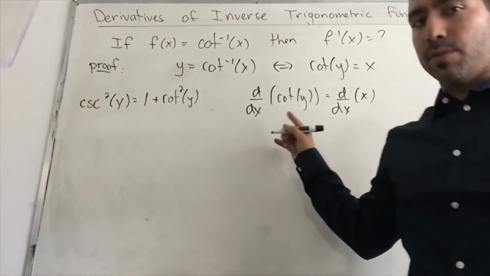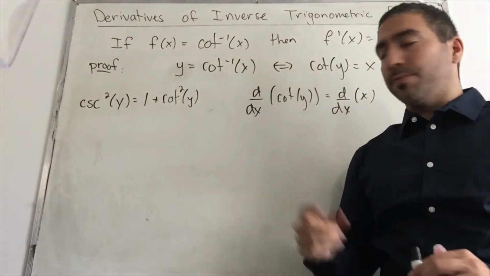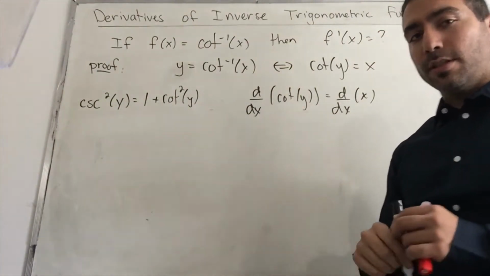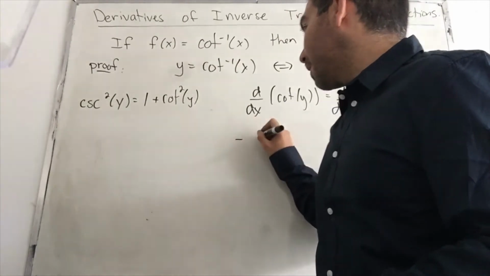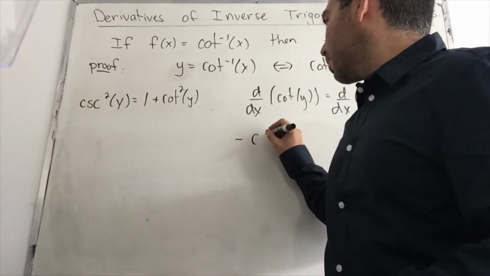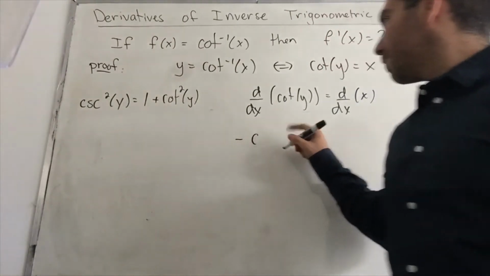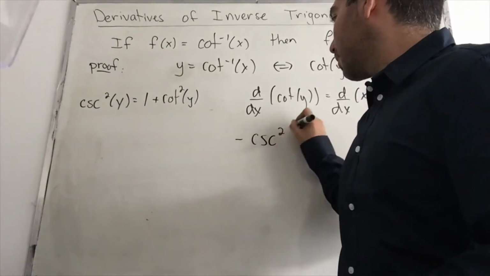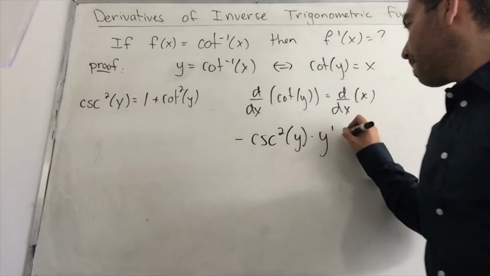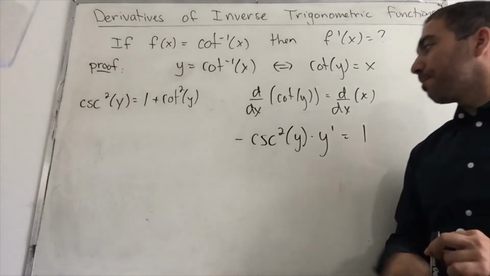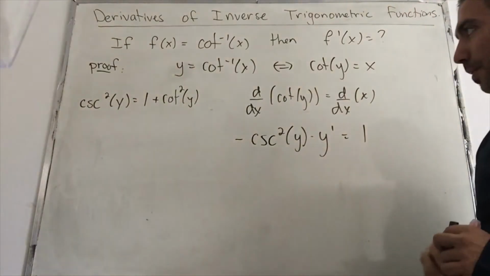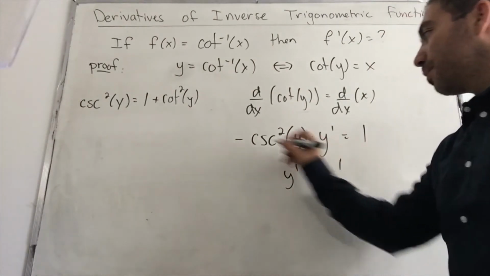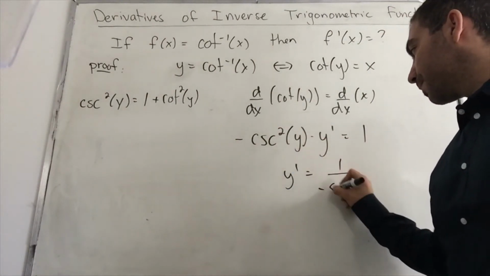So the derivative of cotangent, remember the rule, if the derivative of tangent is secant squared, the derivative of cotangent, because it starts with a c, is negative. Derivative of tangent is secant squared, so it's cosecant squared times y prime over x. And now we solve for y prime by dividing by negative cosecant squared.